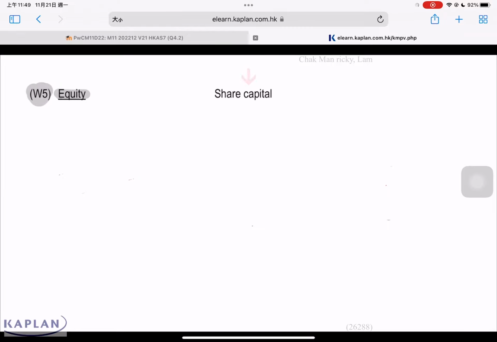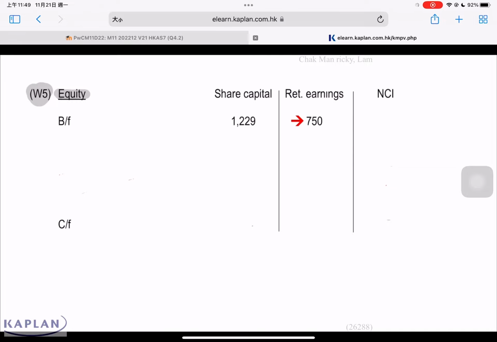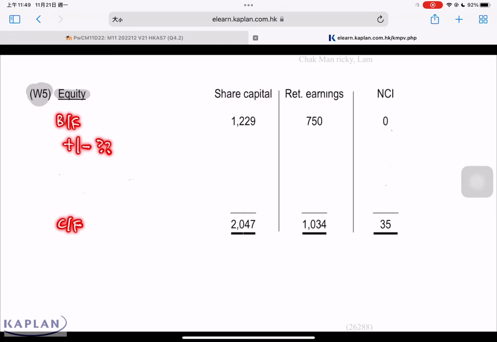Share capital, retained earnings, NCI. Brought forward, carry forward. Opening share capital is equal to 1229. Retained earnings is 750. NCI at the start is 0. The closing balance for share capital is 2047, retained earnings 1034, and NCI is equal to 35. Opening, closing, plus, minus. What are the items given in the question?